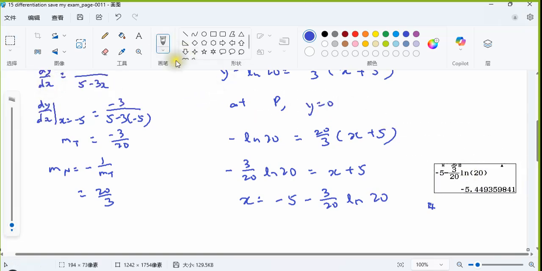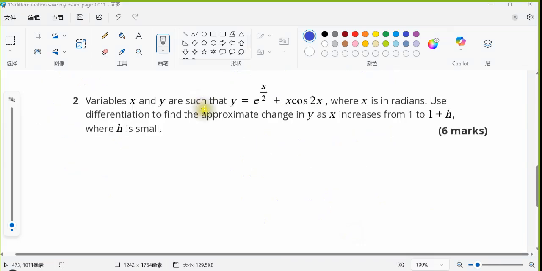is equal to negative 5.45. Okay, question number 2.